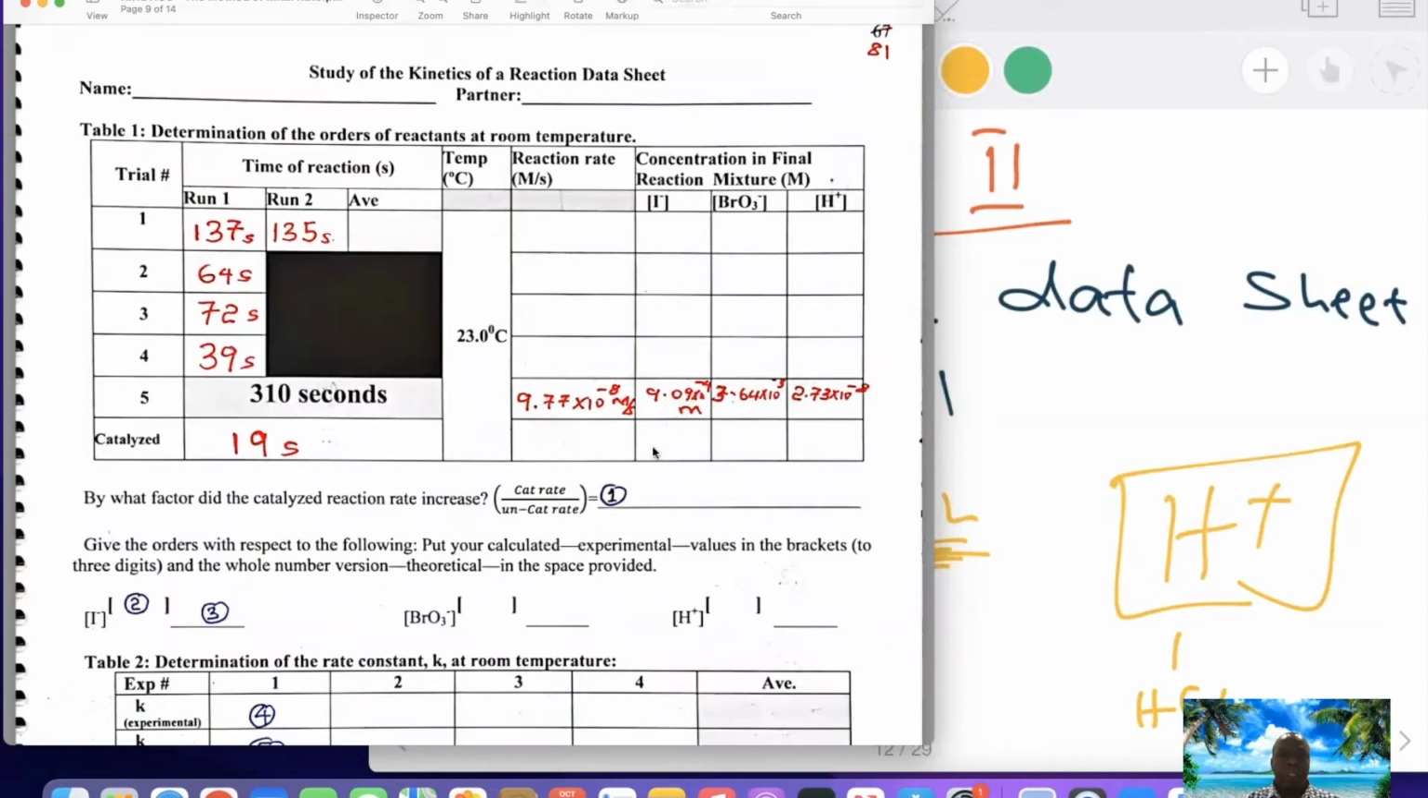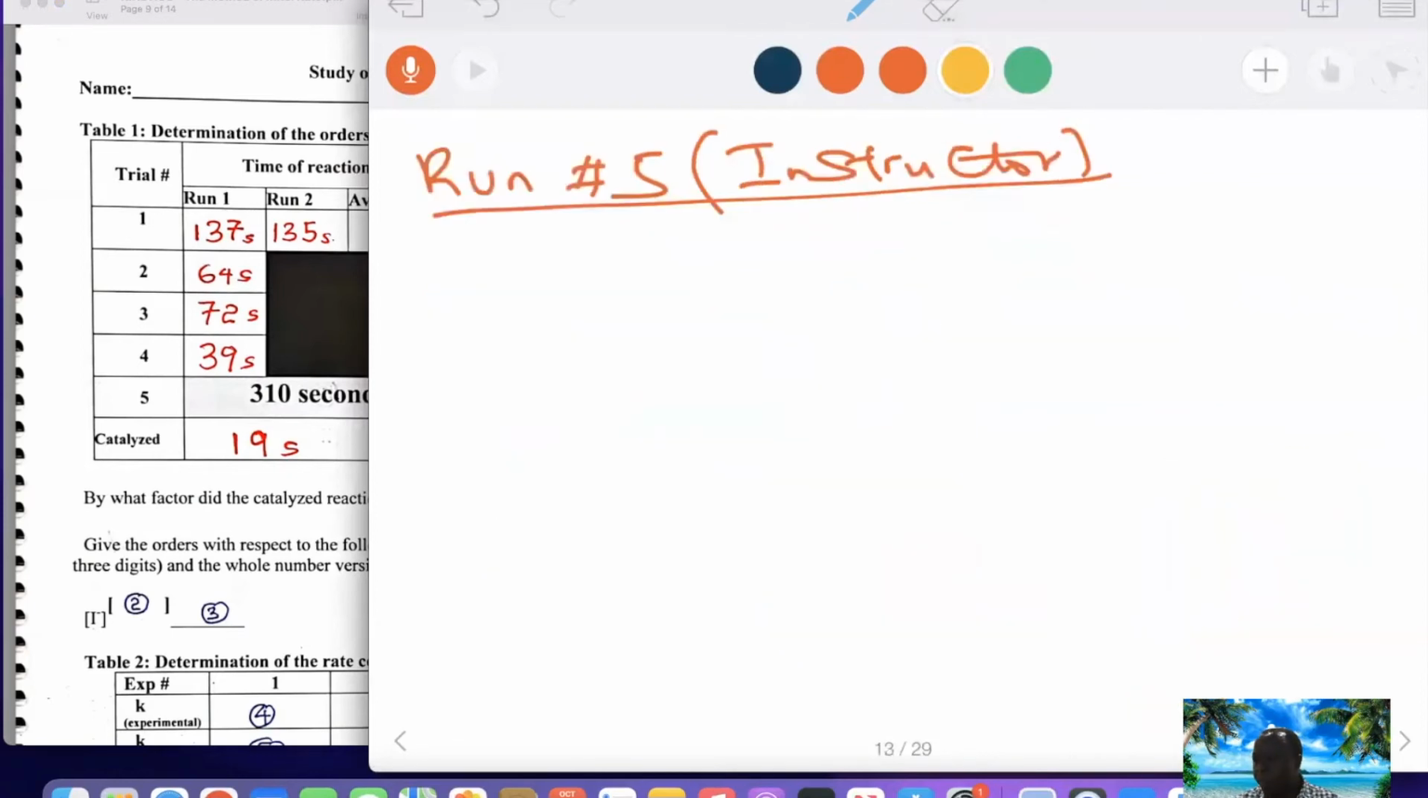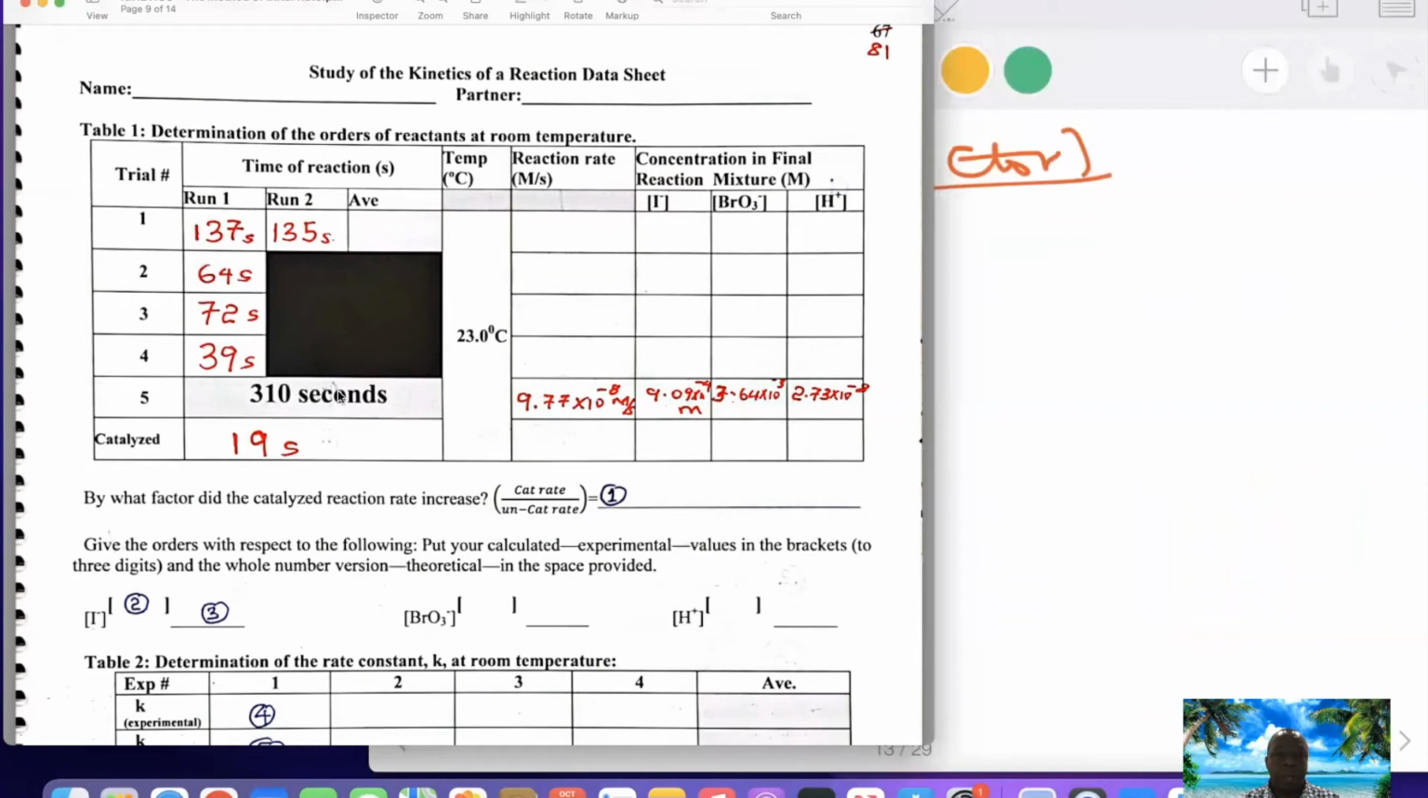First of all, how do we determine the rate of reaction? Are you going to fill these in for run 1, run 2, run 3, and run 4? It will be a function of how you will see this done. Let's see here on the whiteboard. What I have is, let's use the instructor demonstration or instructor run here. How did I end up with the rate of reaction of 9.77 times 10 raised to negative 8 molarity per second?